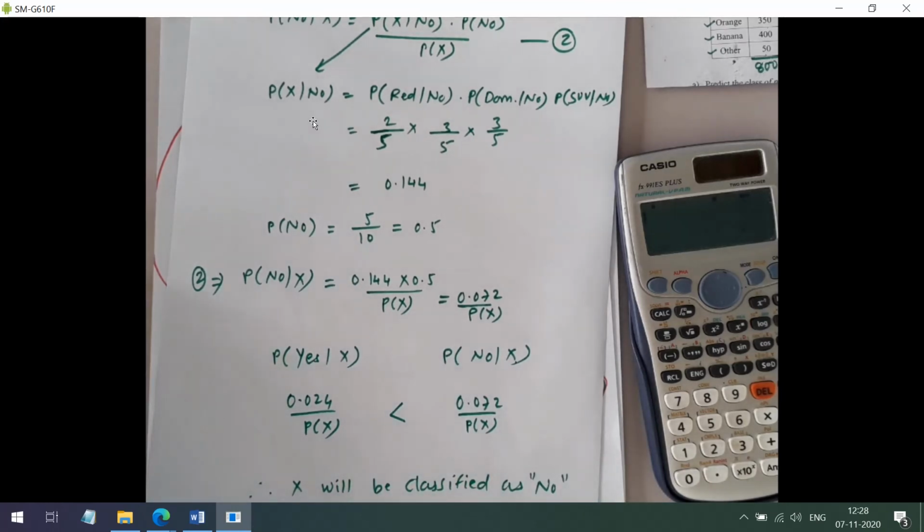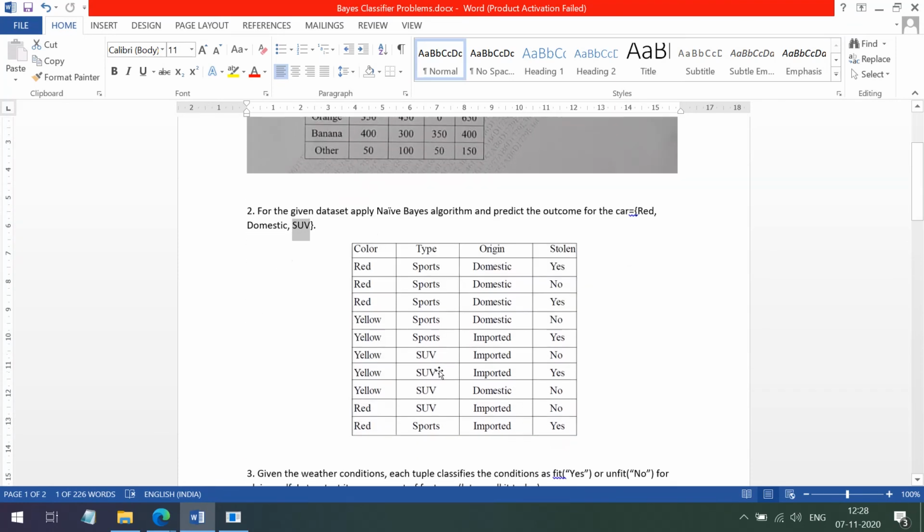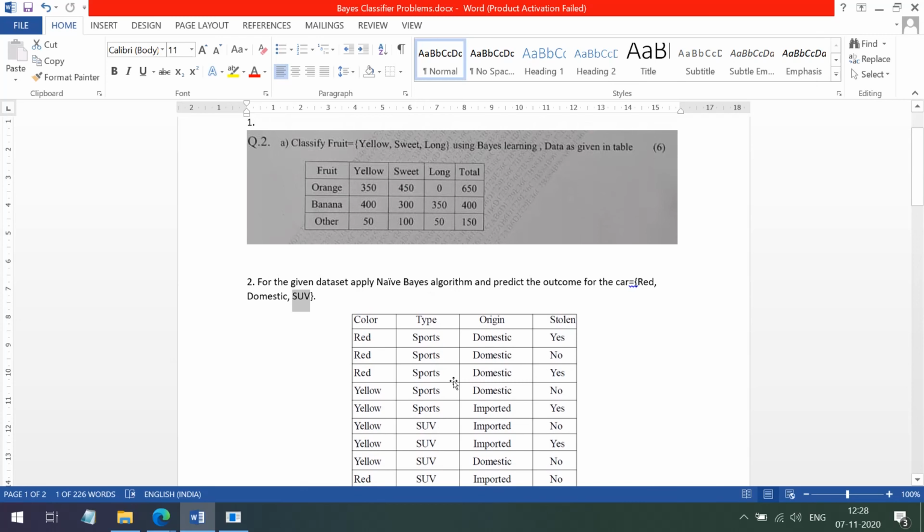In the next lecture we are going to solve the problem where the values will be continuous. Here the values were discrete. In both the problems the values were discrete. In the next class we will solve the table with continuous data. For that we have to use the normal distribution.